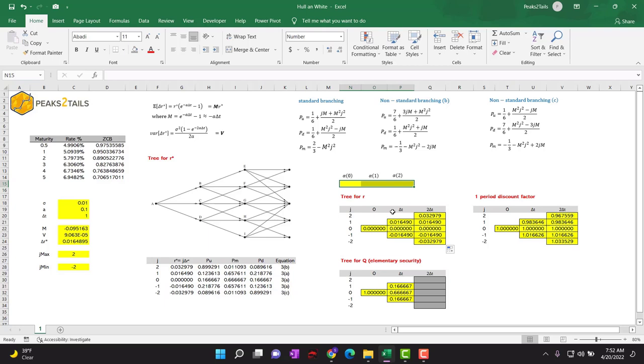And typically we use goal seek when we have a non-linear problem, so there is no direct formula for it. But in this case, there is a direct formula for alpha. Please refer to the book if you want to see the direct formula, but just for convenience, I'm going to use goal seek. Okay, so this is the tree for R.